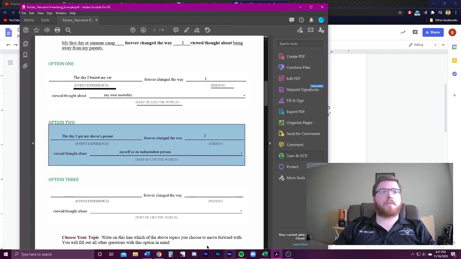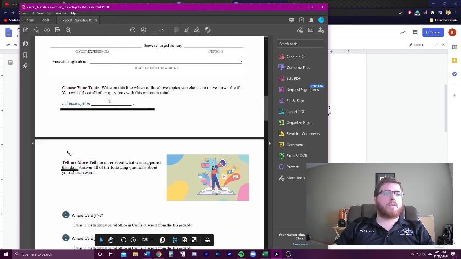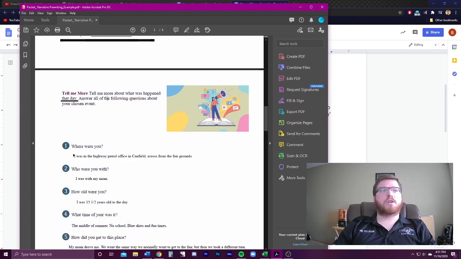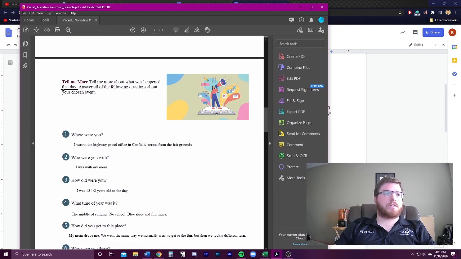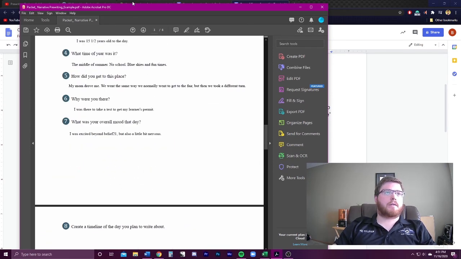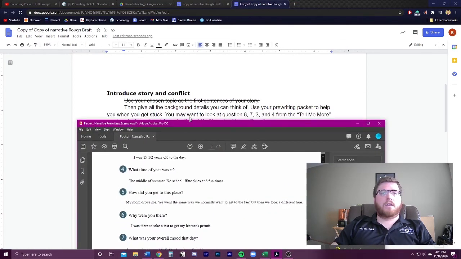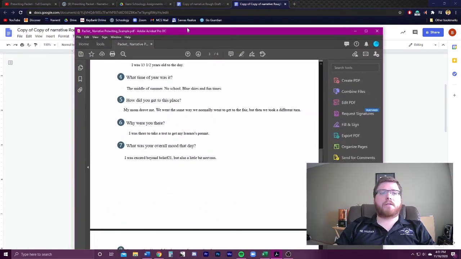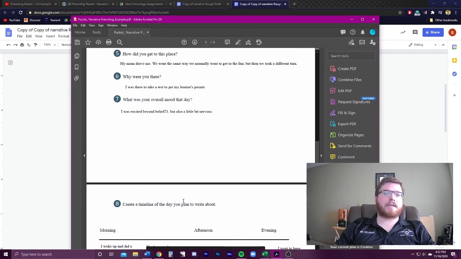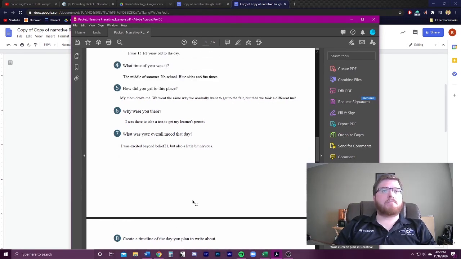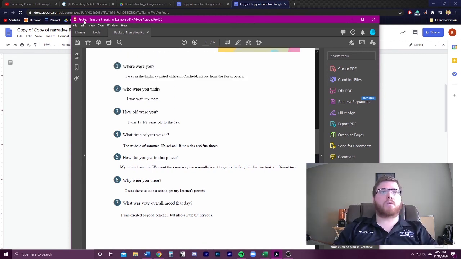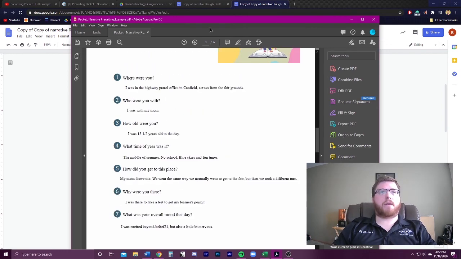So if we open up our pre-writing packet, we go through here. This is the Tell Me More section on page 3. It's the first section. So it's telling us question 8, 7, 3, and 4. So 8 and 7. 8 is my timeline. 7 is my mood. 3 and 4 is what time of year was it and how old was I. Those are important bits of background details.